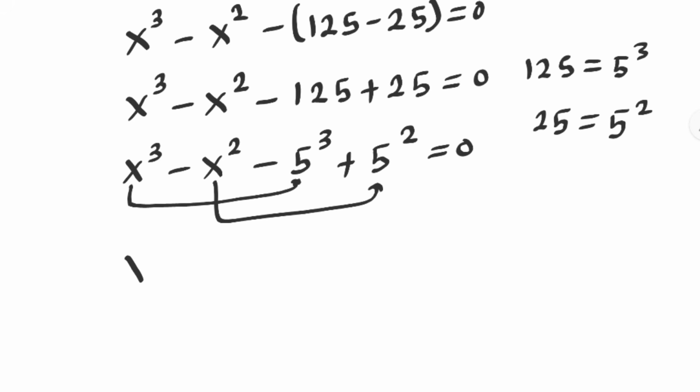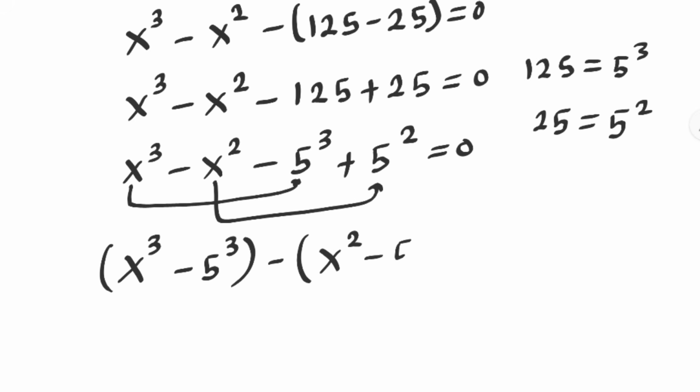This is s raised to power 3 minus 5 raised to power 3 bracket. Then this minus, we have bracket s square minus 5 square is equal to 0. If you open the bracket with this negative, you have plus 5.